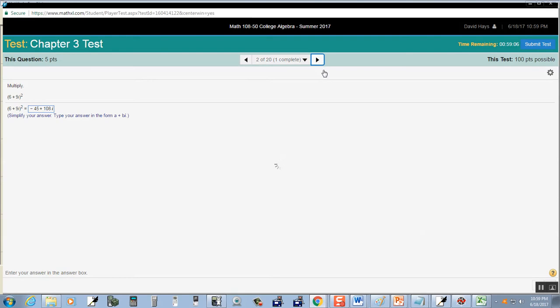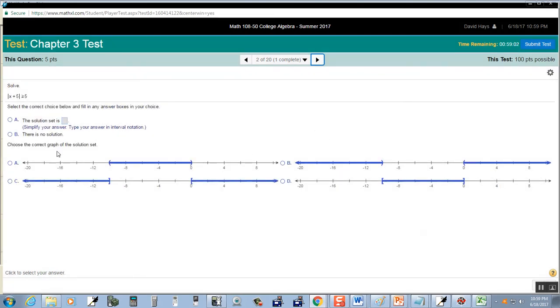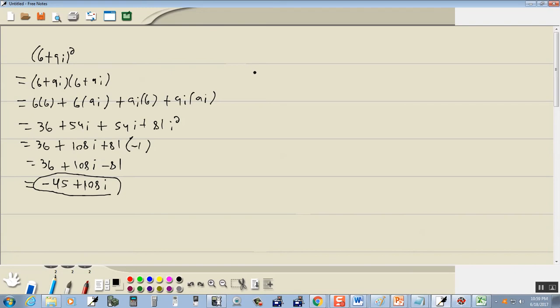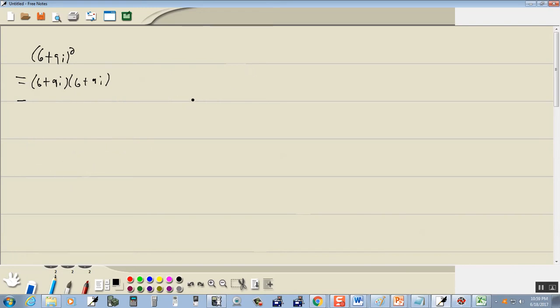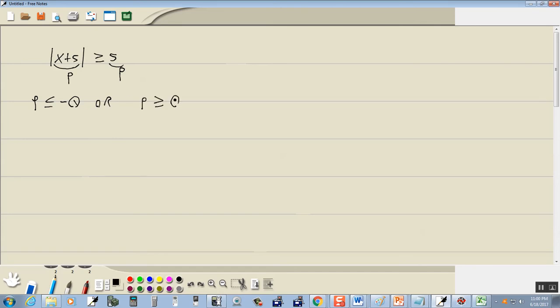Okay, so then I go to my next problem. And we got an absolute value inequality. Let me clear this off. Then we got the absolute value of x plus 5 is greater than or equal to 5. Now what's inside our absolute value will be our p, and the other side will be our q. And our formula is p is less than or equal to negative q, and there's no or there. P is greater than or equal to positive q.